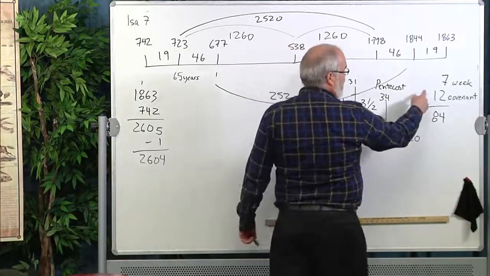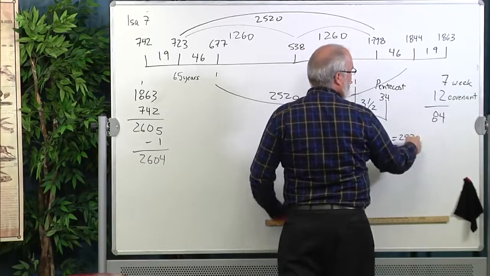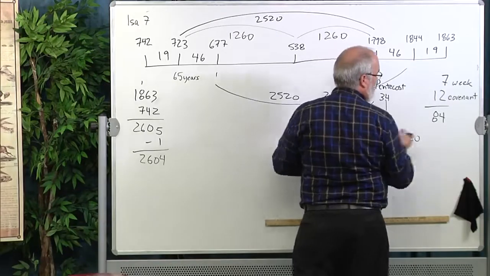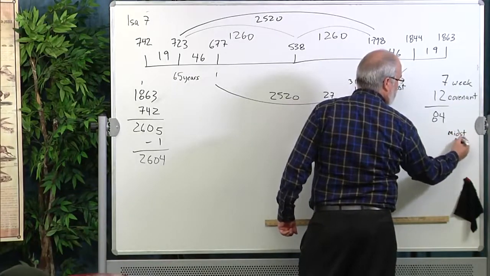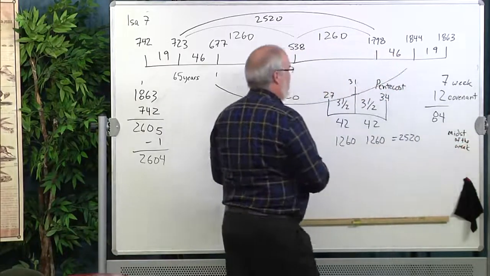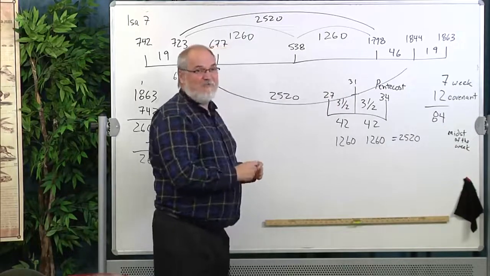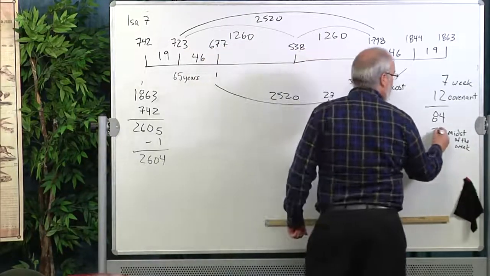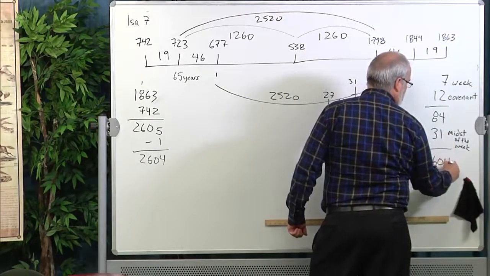But if he confirms the covenant with many for 1 week, what number would we multiply 84 by for the midst of the week? So what's the midst of the week? How about the number 31? So if we multiply 84 by 31, we get the number 2,604.